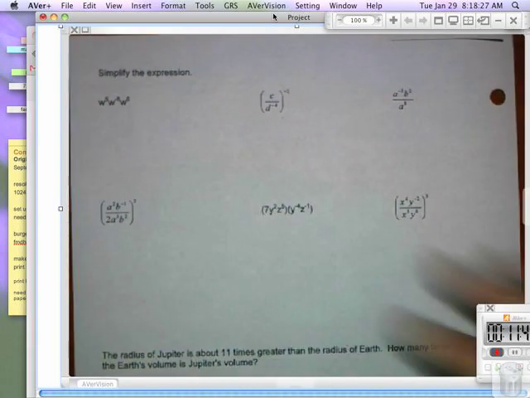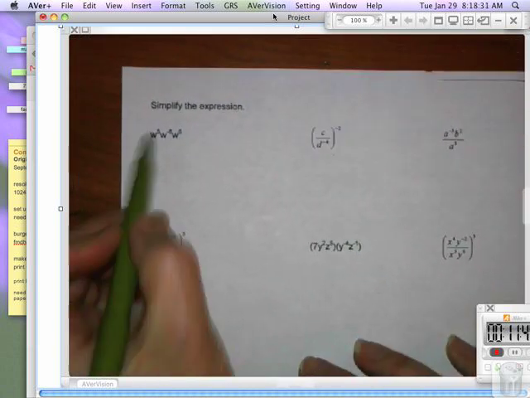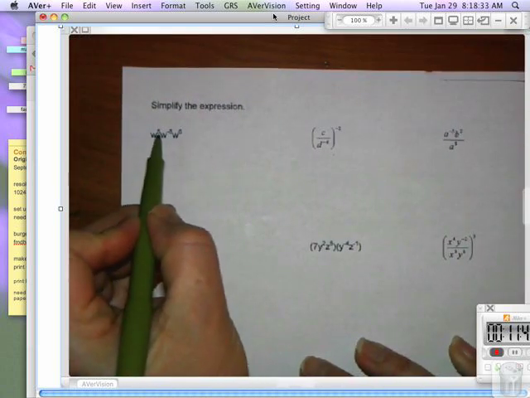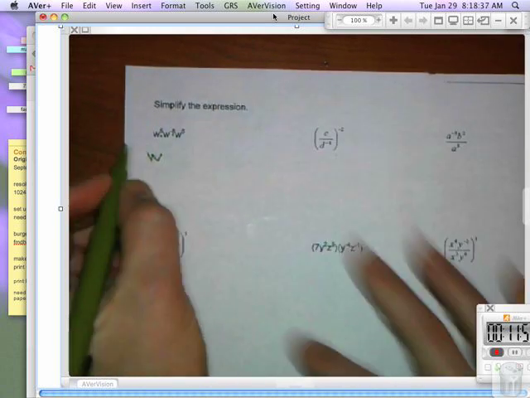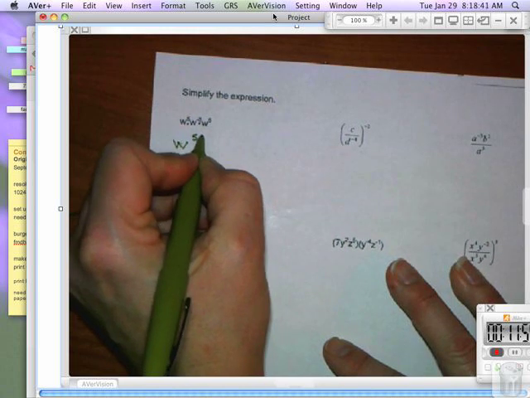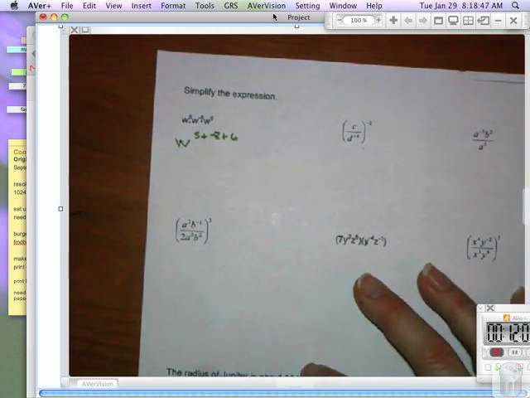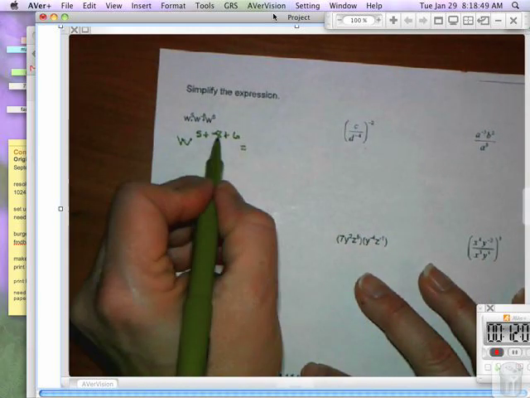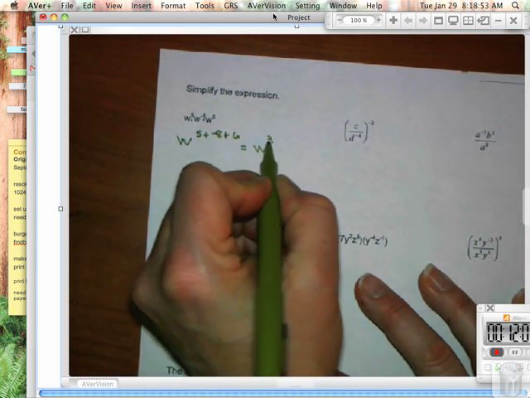All right, simplify the expression. So, remember when we have a product of powers, and we have all these being multiplied together, all we have to do is add the exponents together. So it's going to be the same base, W, to the 5 plus negative 8 plus 6, which will actually equal negative 3 plus 6 is positive 3. So it simplifies to W to the 3rd.